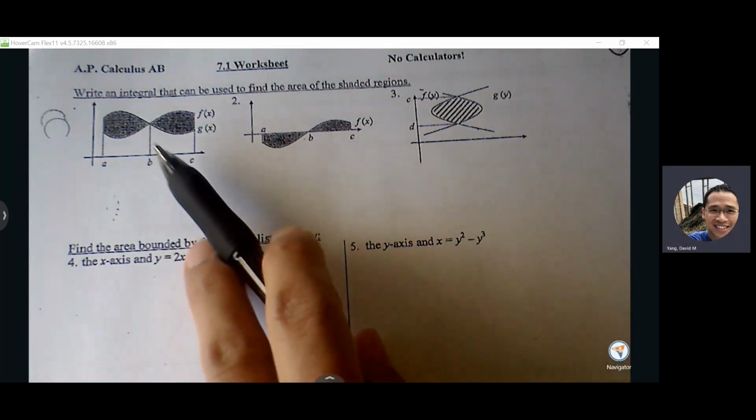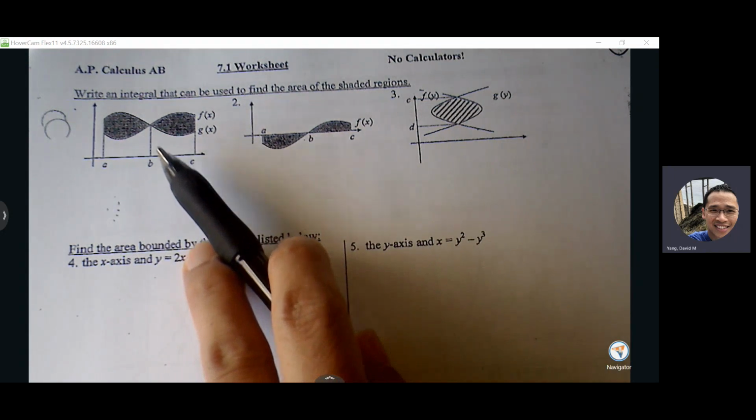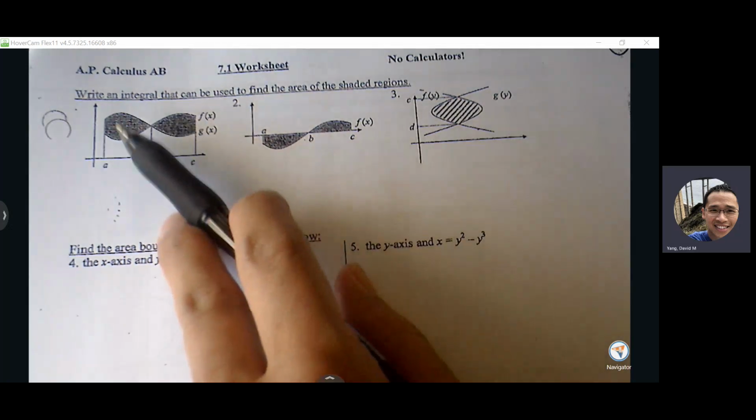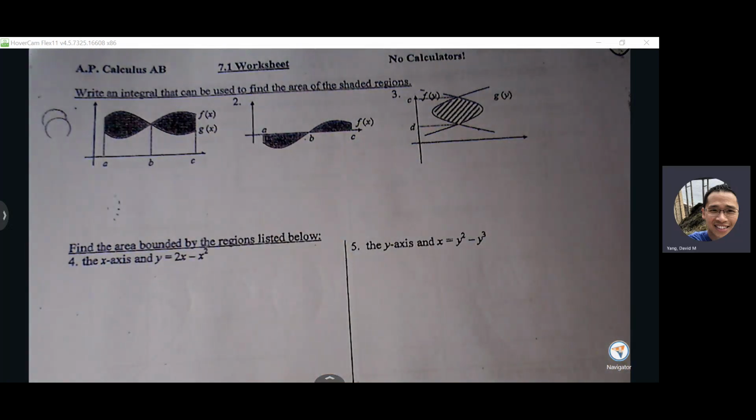Okay, how many definite integrals do we need for this first one? 2. Top minus bottom or right minus left? Top minus bottom, right? Within each of these regions, we can clearly see that one graph is always above the other one. So top minus bottom is good.